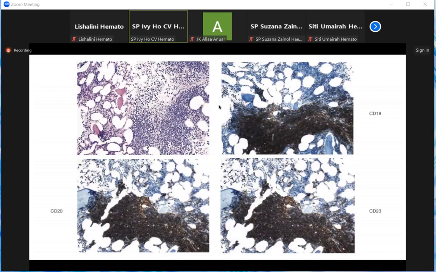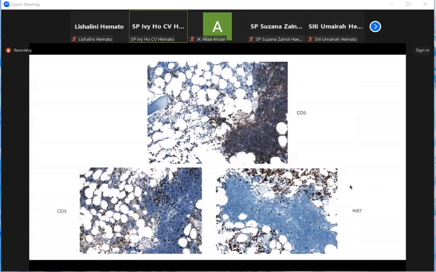Okay, H&E stain. This is the abnormal lymphoid infiltrate, all right? From low power, we can appreciate that they are small lymphoid cells, right, with very scanty cytoplasm. That's why they look bluish, okay? And these cells express CD19, a B marker, and CD20, okay? They are also strongly positive for CD23, which is very specific for CLL as well. They express CD5, okay? And you look at this one, CD3 is negative, okay?